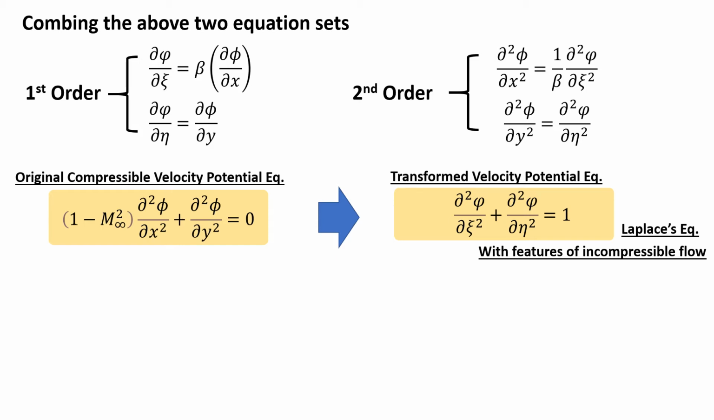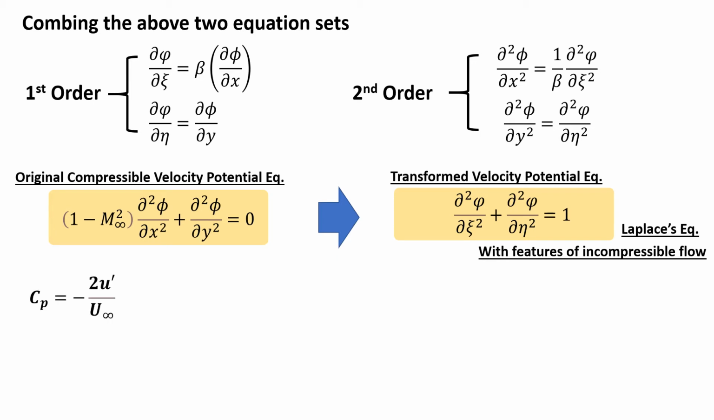And this is a Laplace equation. If it's a Laplace equation, it actually has features of incompressible flow, is that right? In incompressible flow, the velocity potential equation is actually a Laplace equation. Okay, and this is very important. So with some transformations, we transform the original velocity potential into a new coordinate system, and we can derive the Laplace equation. So this is a very important conclusion.